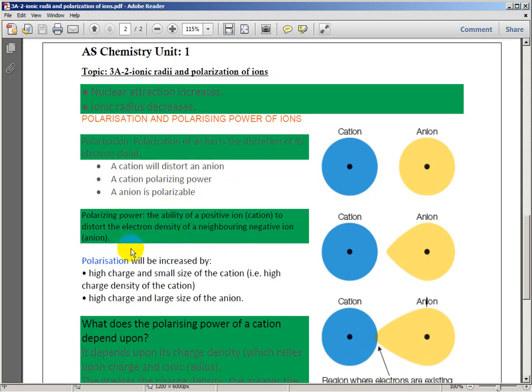So what is polarizing power? The ability of positive ions to distort the electron density of a neighboring negative ion is called polarizing power. Polarizing power is the ability of a positive ion to distort negative ions.